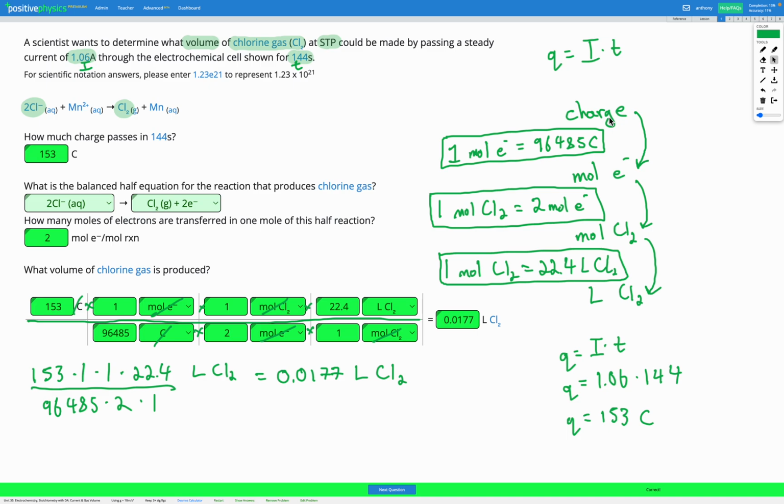As you can see, this skill is exactly the same as the previous skill with grams, but instead of using the moles to grams conversion from the periodic table at the end, we're using the moles to litres conversion at standard temperature and pressure.